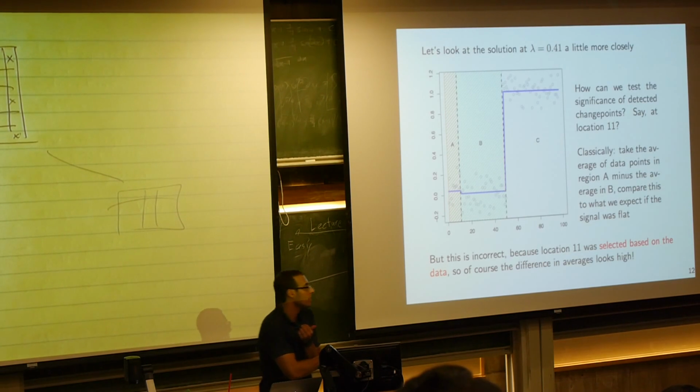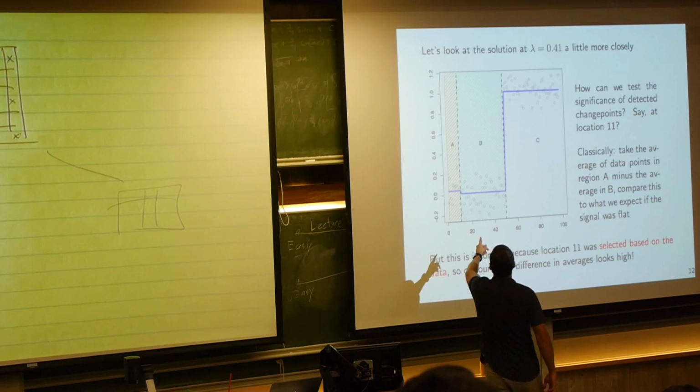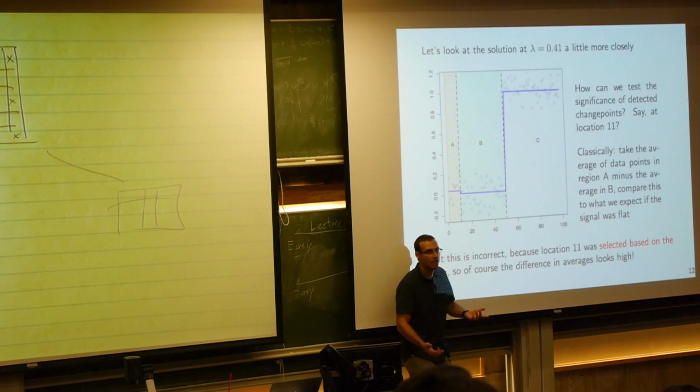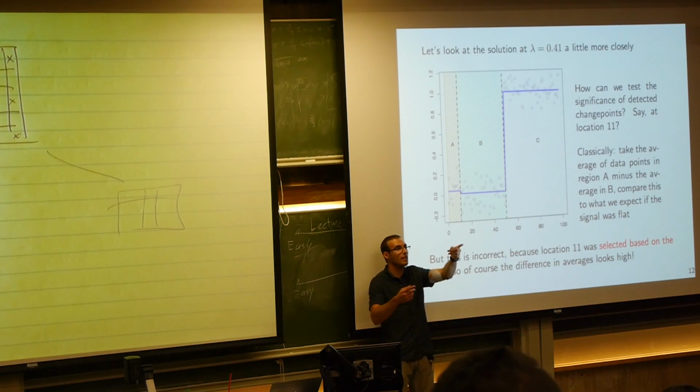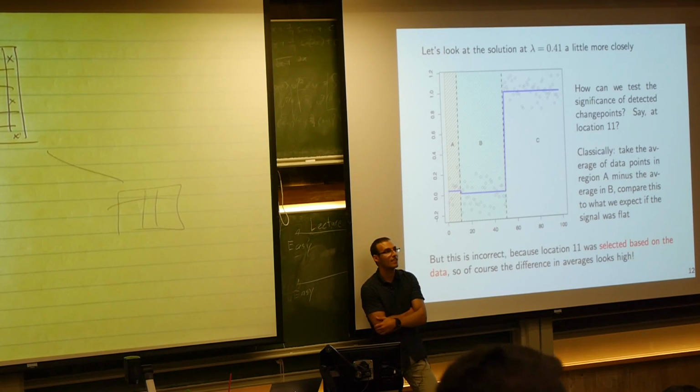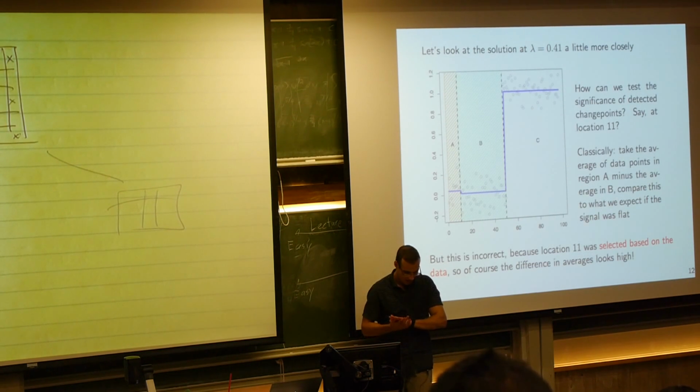What do we know about this point? This was location, I think, 11 in this example. What do I know about that point? Was that just some point that was chosen arbitrarily? Yeah. So the optimization we are doing breaks the piece where the averages differ a lot. That's why there is a break there. So the statistical testing is real.